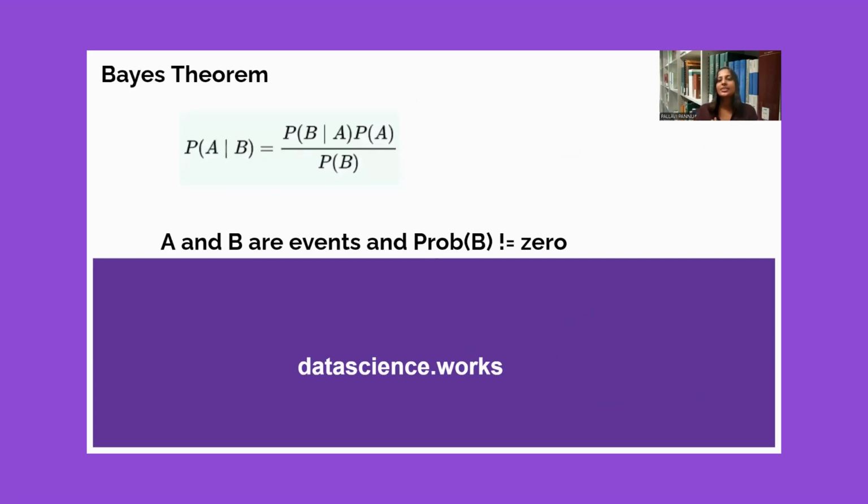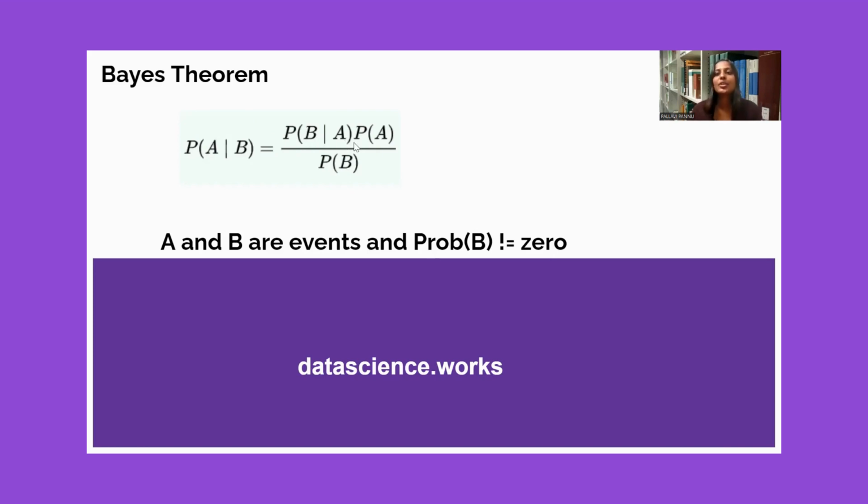Next is the Bayes theorem. Bayes theorem basically tells us how to calculate conditional probabilities. P(A|B) equals P(B|A) multiplied by P(A) divided by P(B). So what does this equation actually mean? Let's decode it. P(A|B) simply means what we are calculating now: B is the event that has already happened, and we are interested in calculating the probability of A. So it's called the posterior probability.